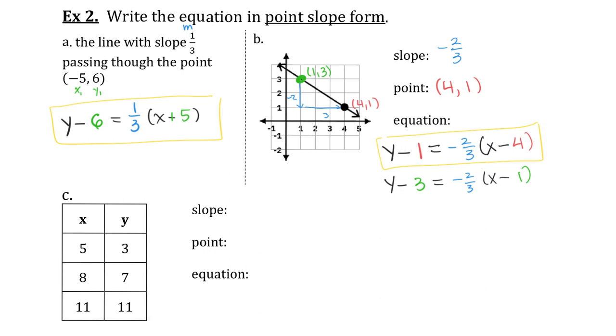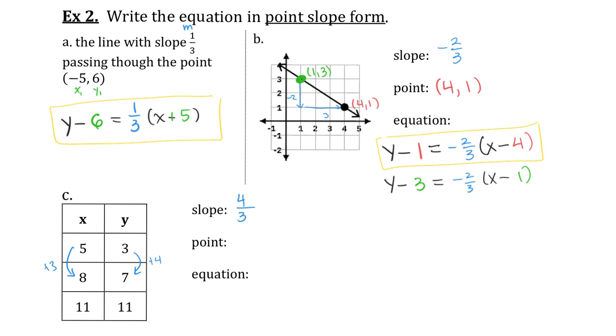Okay, let's do one from the table. Okay, I need the slope and a point. Let's do slope first. Does any one look easier than the other? Yeah, so 3 to 7, I'm going up 4. 5 to 8, I'm going up 3. So my slope is 4/3.